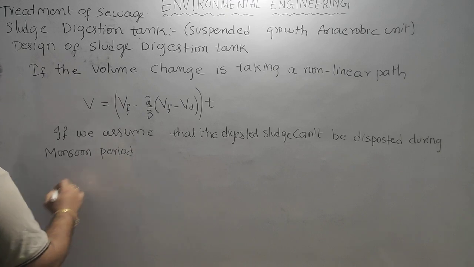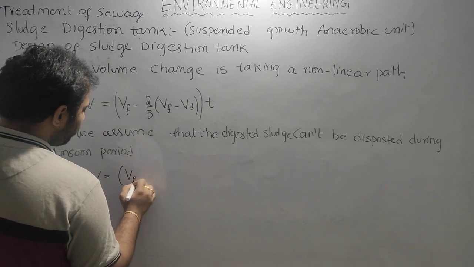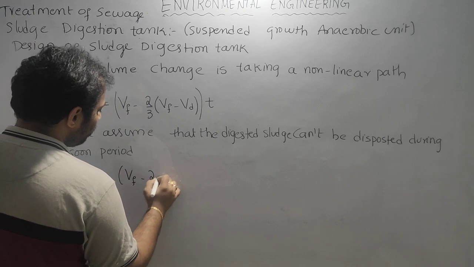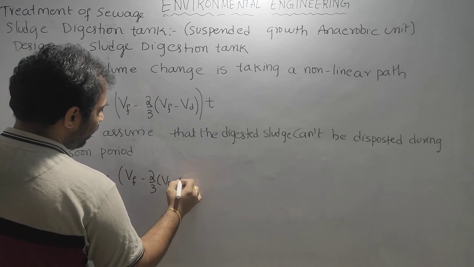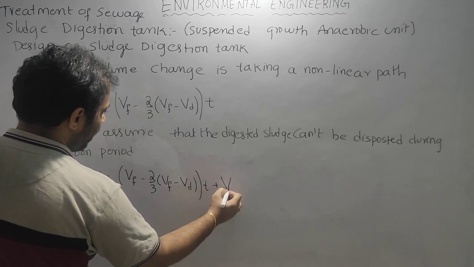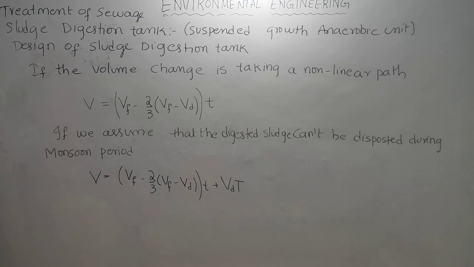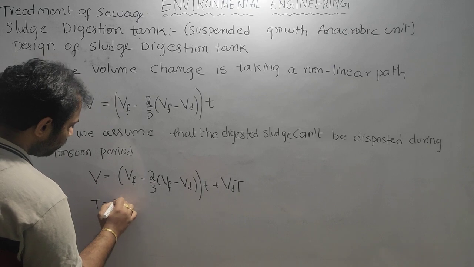Okay, in that case the volume will be Vf minus 2 by 3 (Vf minus Vd) into T plus digested sludge during the monsoon period. So this T is the monsoon period.